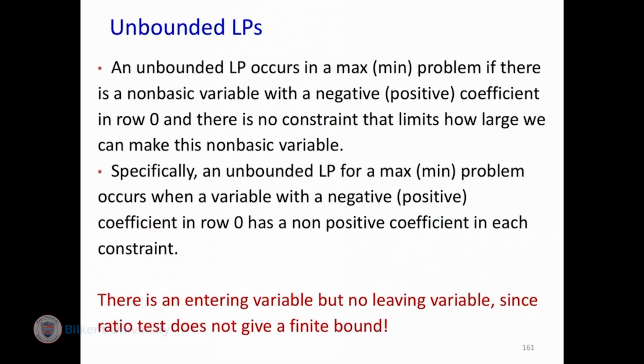That is next. So what will happen if I have a minimization problem? For a maximization, there is an entering variable with a negative coefficient, but the result of the ratio test is not a finite value. So I can make this entering variable as high as I like. And for minimization, there's an entering variable, there exists a positive coefficient in row 0 format. And again, there is no ratio test.